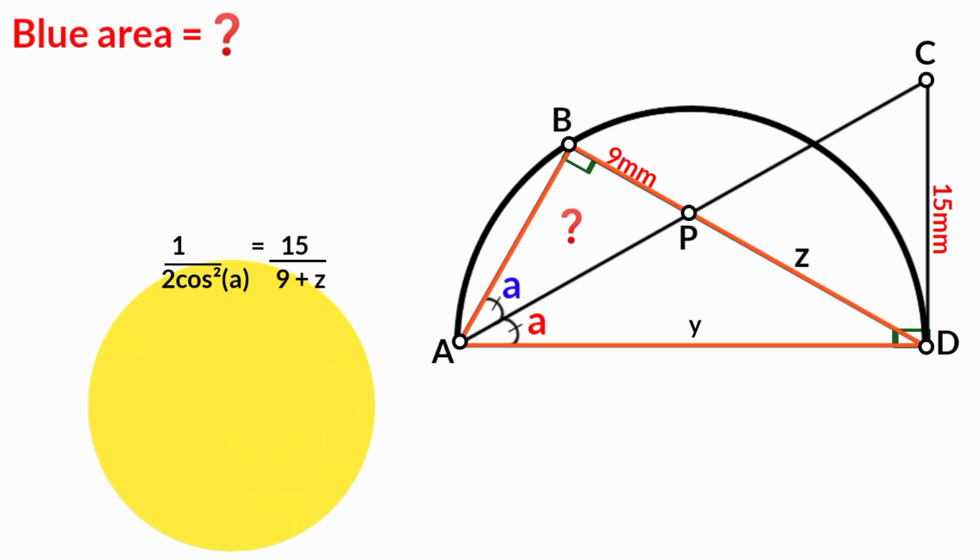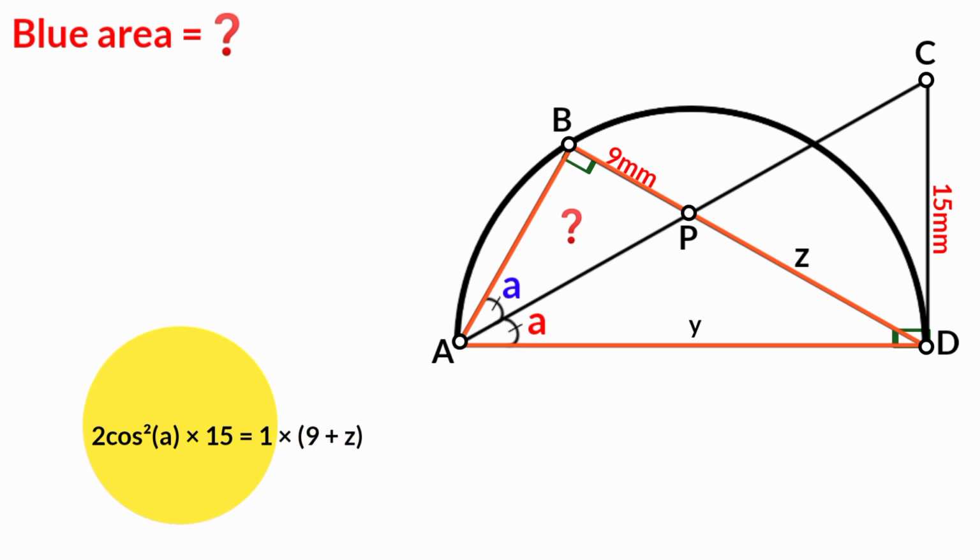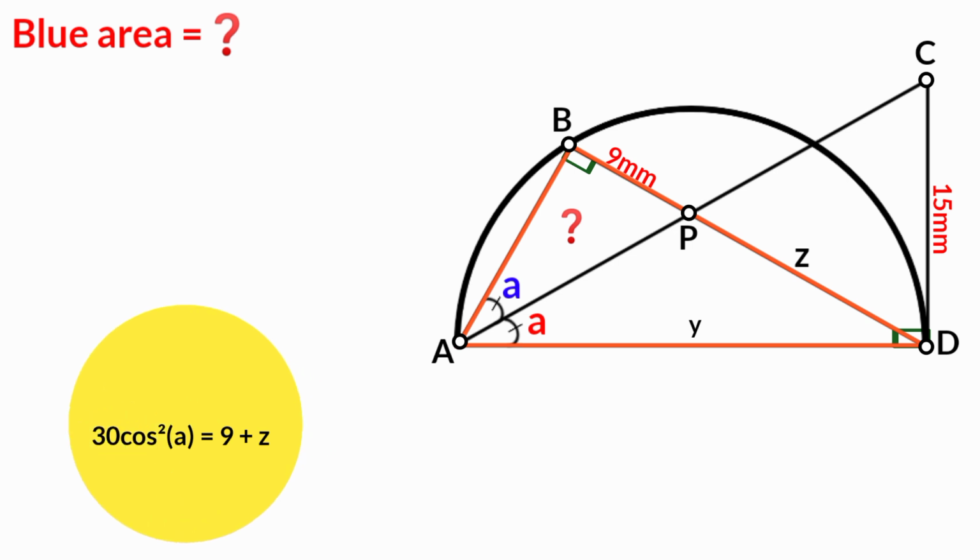Cross multiply. Now 2 cos squared A times 15 equal to 1 times 9 plus Z. 2 cos squared A times 15 is 30 cos squared A. And 1 times 9 plus Z is 9 plus Z. So 30 cos squared A equal to 9 plus Z. Divide both sides by 30. Here 30 cancels 30. So cos squared A equal to 9 plus Z over 30.